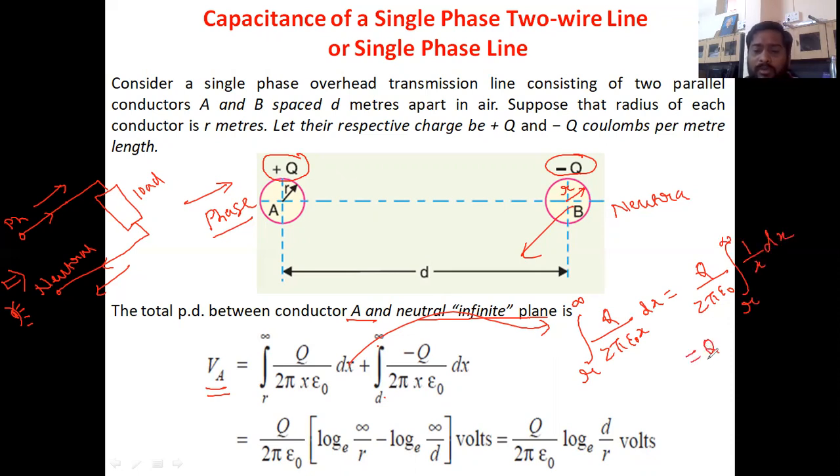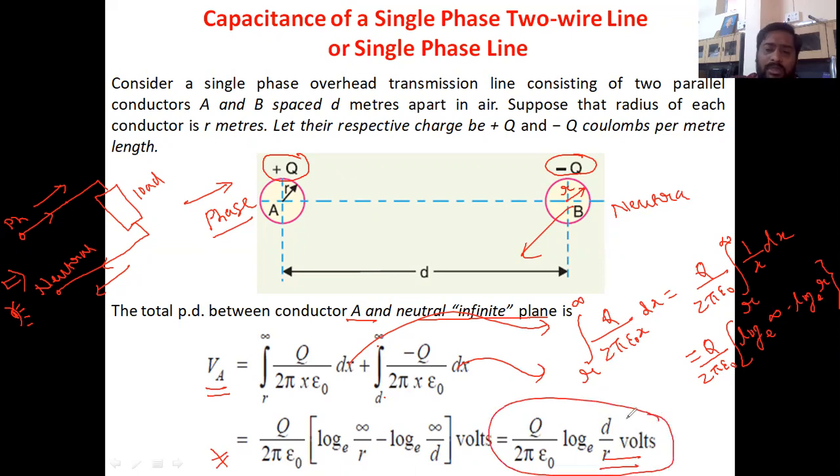Then the next step, q upon 2 pi epsilon 0 times log e infinity minus log e r, upper limit minus lower limit. Put the values, and after simplification, using the same step, we get the answer q upon 2 pi epsilon 0 times log e infinity by r minus log e infinity by d volts. Now q by 2 pi epsilon 0, after solution, log e d by r. This is the answer for the potential difference at conductor A due to conductor B and the infinite plane.